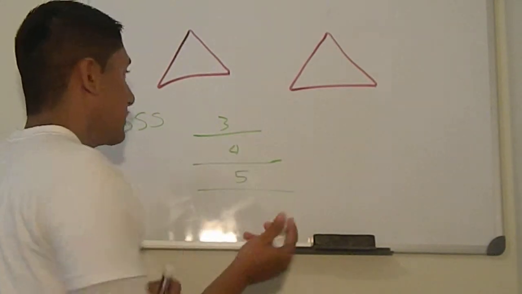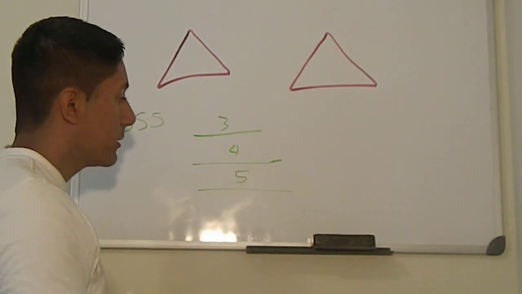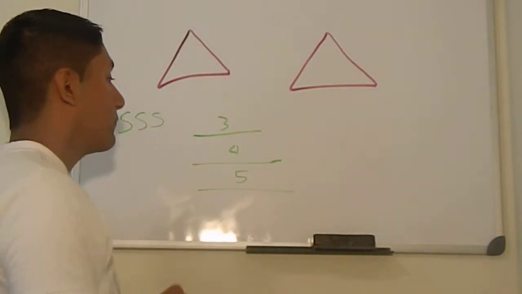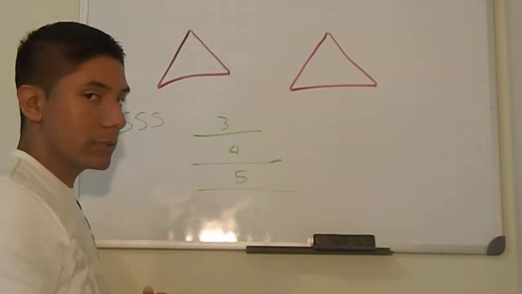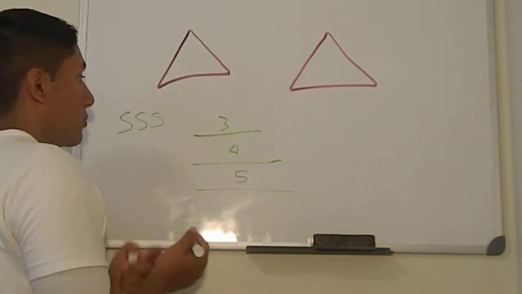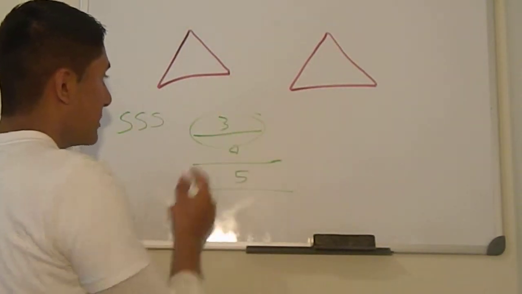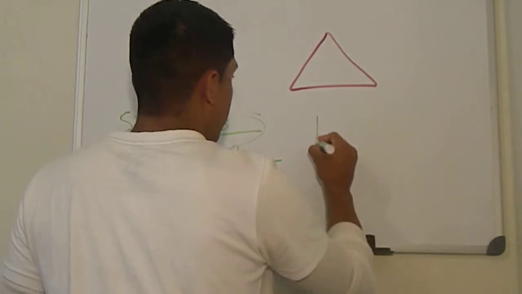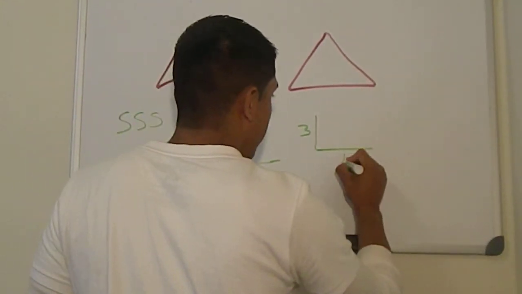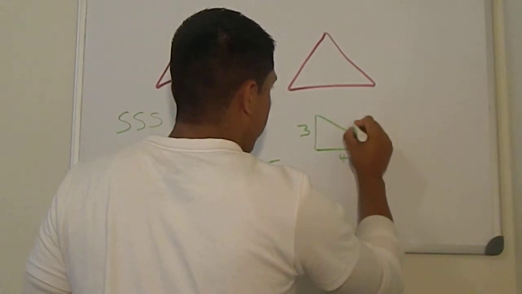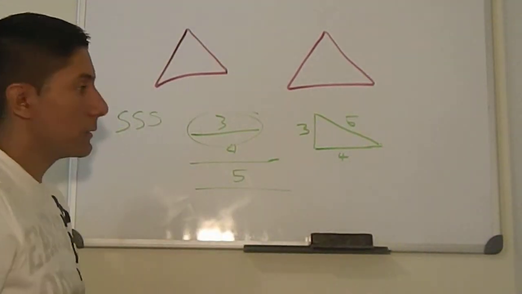If the sides are all equal, is there any way to put these sides together that will not form a triangle that is congruent? No. You have 3 sides. Let's pick this side and draw it there. 3. Let's do this 1, 4, 5. That is the only way to draw it.